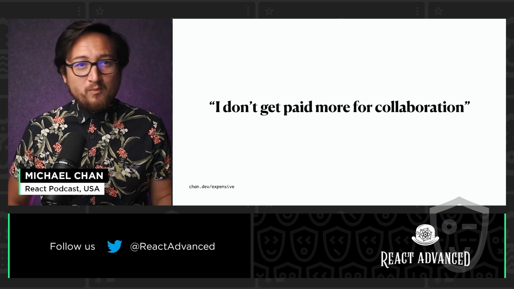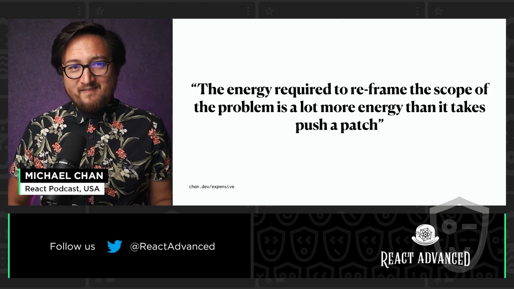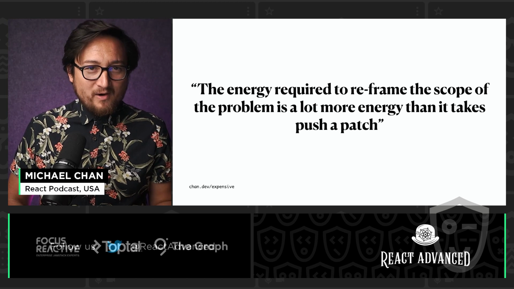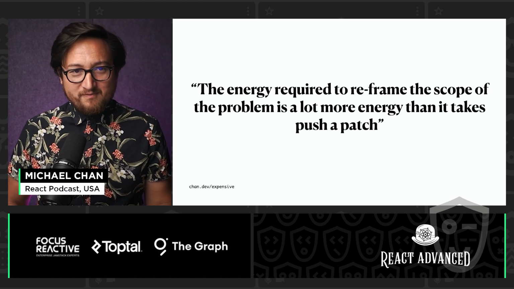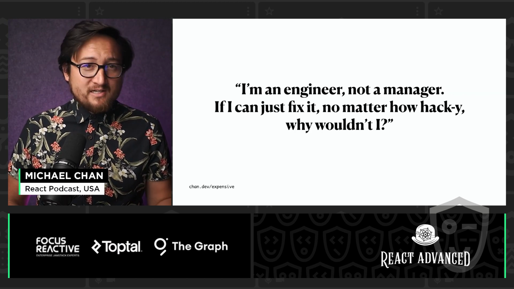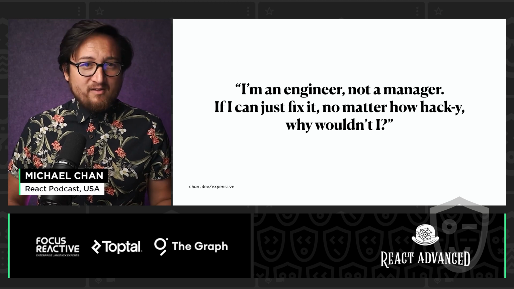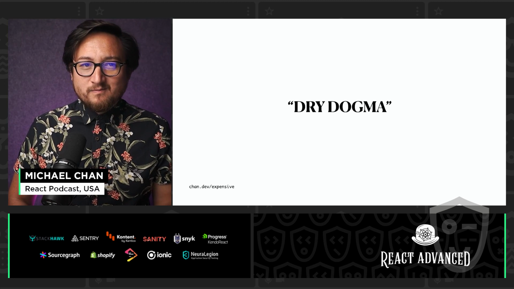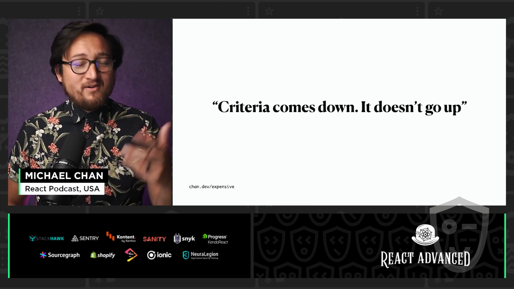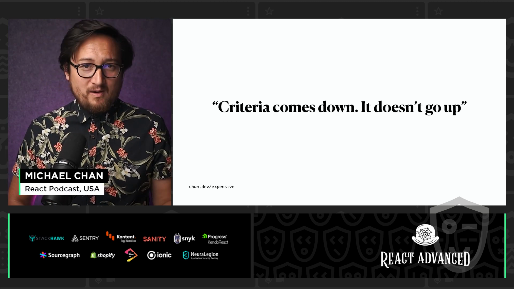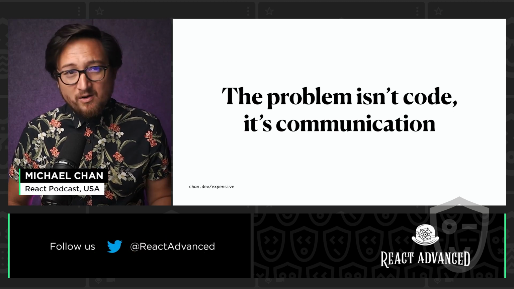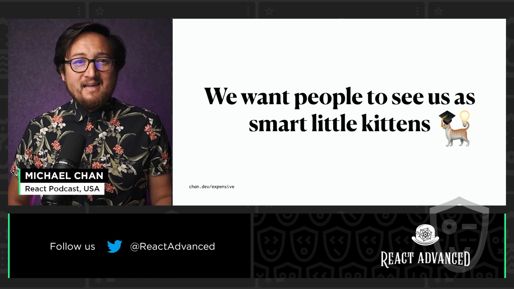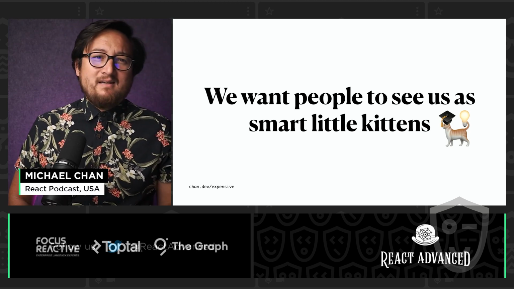I don't get paid more for collaboration. The energy required to reframe the scope of a problem is a lot more energy than it takes to push a patch. I'm an engineer, not a manager. If I can fix it, no matter how hacky, why wouldn't I? Try dogma and criteria comes down, but it doesn't go up. The problem isn't code, it's communication. We want people to see us as smart little kittens.